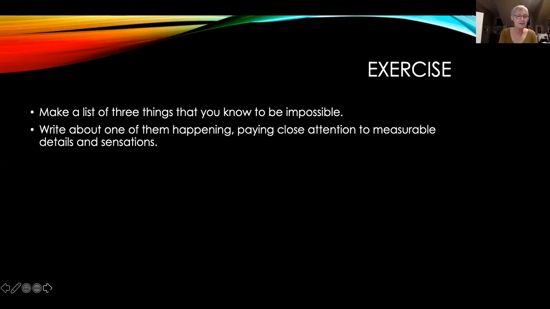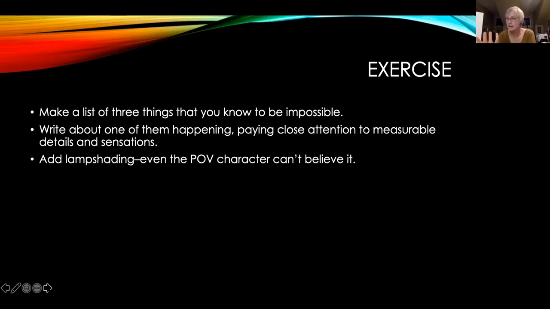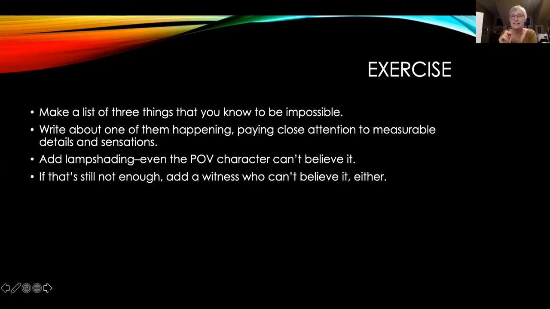So he's afraid to mention this because he knows it's impossible, but he decides to measure it. And each day, he still feels like he can feel his bones pushing against that skin at the end of the amputation, and he measures it and it's getting bigger. Now, the lampshading here that I've already used, even the point of view character can't believe it. You might add a witness. In my case, he calls in a nurse and says, look, I know this is absolutely ridiculous. I know it can't be true, but I keep feeling like my limb is growing.